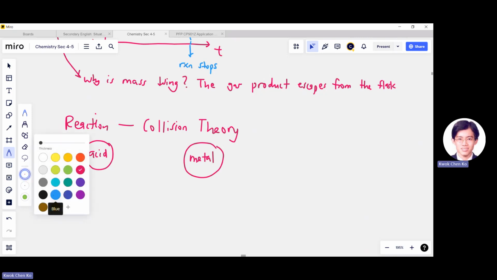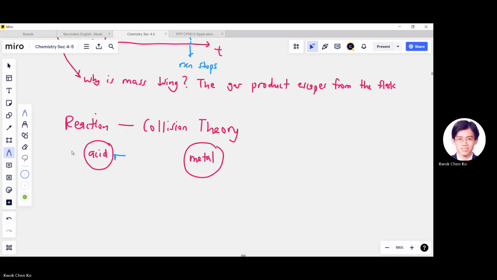So what do you need them to do? You need them to collide. Energy, yes, that too. You need them to collide, and not just collide, but collide with enough energy. Would they ask to measure energy? Not this kind. They'll ask you to measure temperature change. Collide with enough energy.